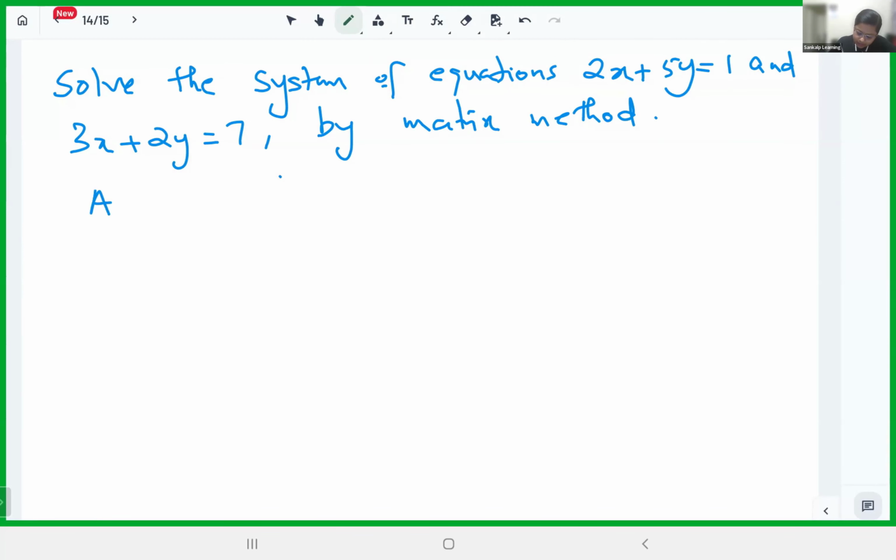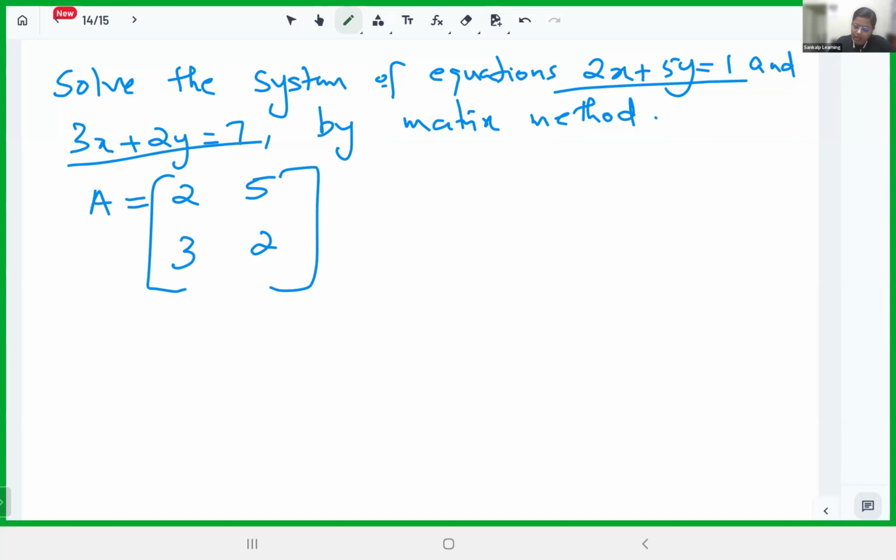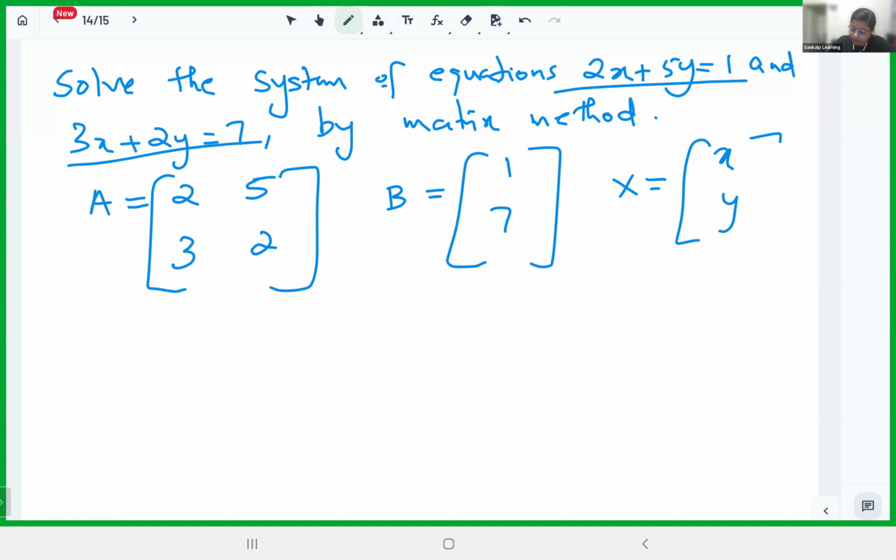For that first you have to write matrix A. What is matrix A? The coefficients of the unknowns, right? In the first equation, 2 and 5 are the coefficients of the unknowns, and in the second equation the coefficients are 3 and 2. So this is our matrix A. And what about matrix B? Matrix B is equal to 1 and 7. And what about matrix X? X is the matrix of unknowns, that is x and y.